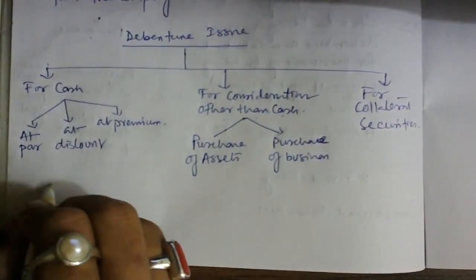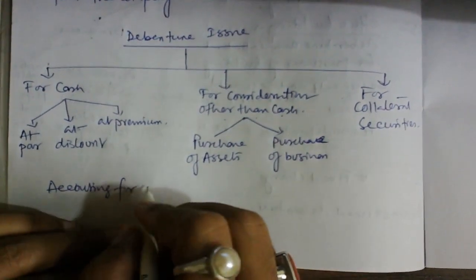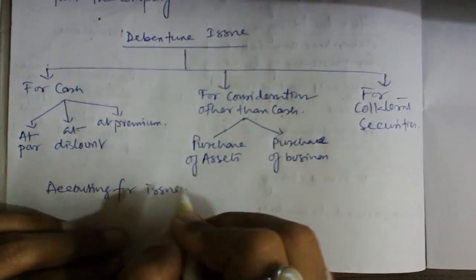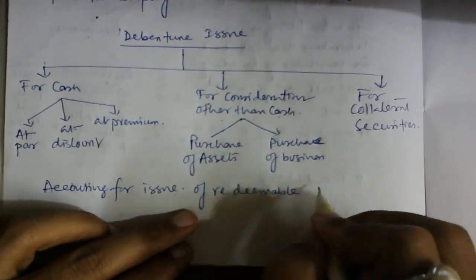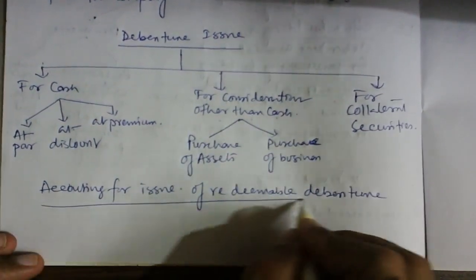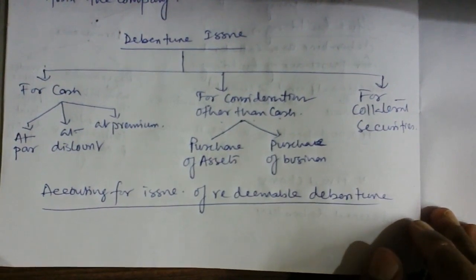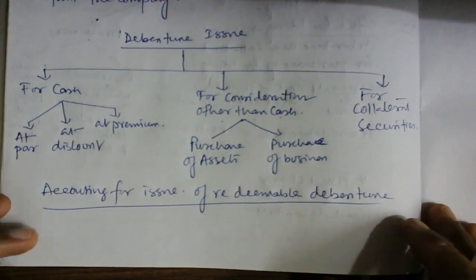So I can write: accounting for issue of redeemable debenture, okay. So when we are going to issue any debenture which is going to be redeemed after a certain point of time, then what will be the consequence on the general entry, that we need to discuss. We can issue debenture either at premium, at par, or at discount. Let's say part by part we are going to discuss.